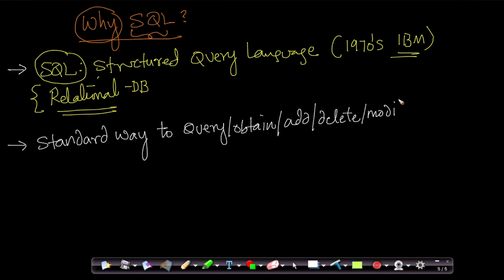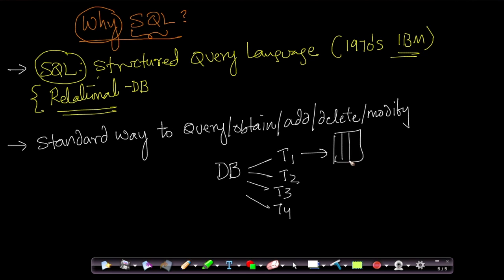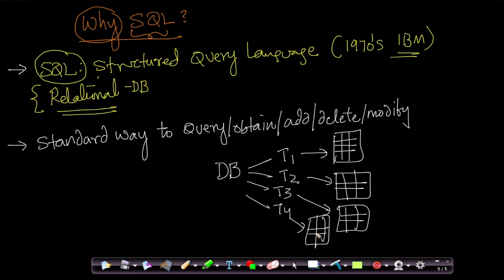So for any of these operations, imagine you have a database in which you have lots of tables, let's say T1, T2, T3, T4. Any data that you have in each of these tables, if you want to query this data, we saw this query.